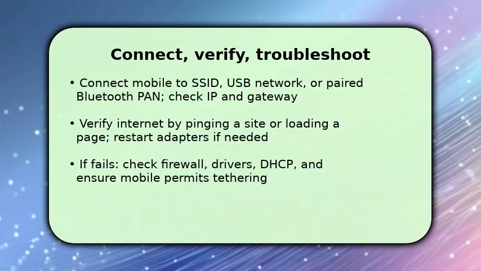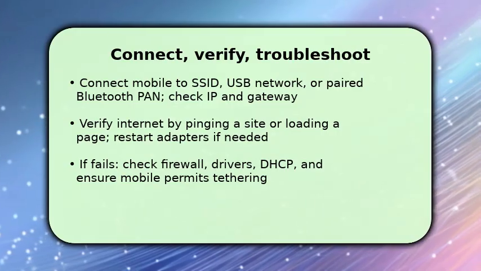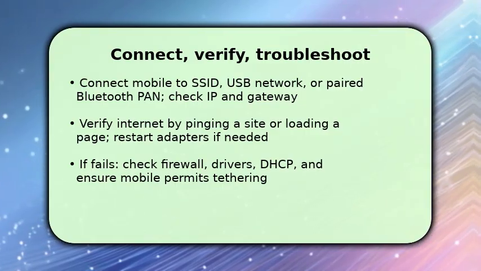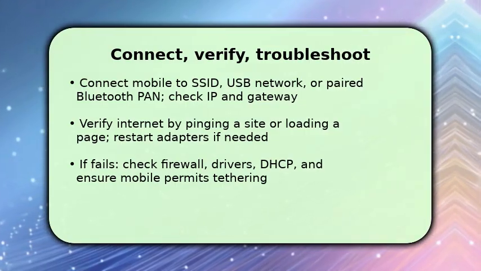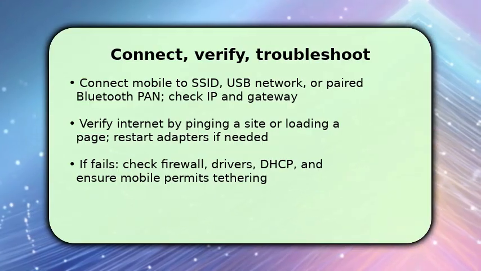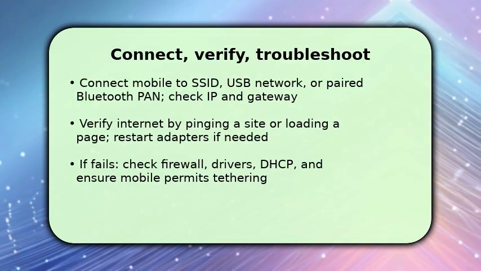Finish by connecting your mobile to the new network. Join the SSID with the password, enable USB tether on the phone, or connect to the Bluetooth PAN. You'll verify internet by loading a page or pinging an address. Check the IP, gateway, and DNS on the mobile if it fails.